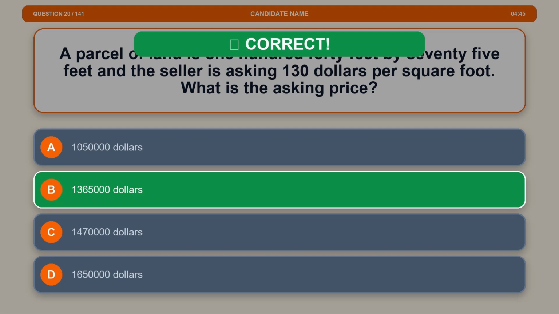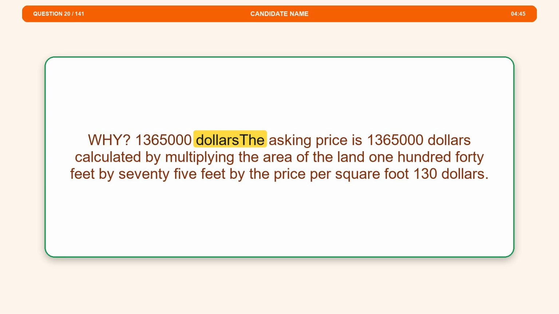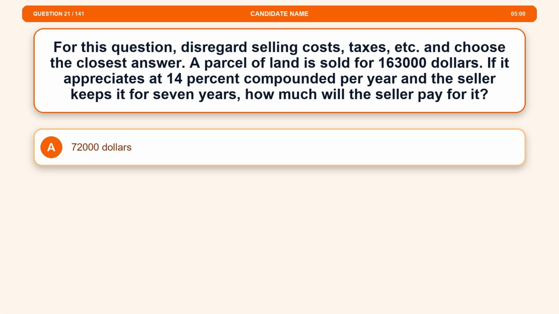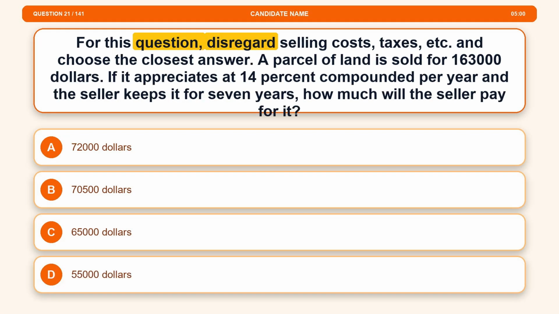The correct answer is option B, $1,365,000. The asking price is $1,365,000, calculated by multiplying the area of the land, 140 feet by 75 feet, by the price per square foot, $130. Question 21. For this question, disregard selling costs, taxes, etc., and choose the closest answer.